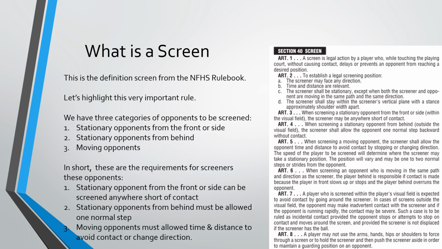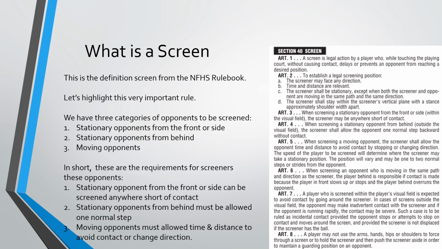Remember, we have three categories of opponents to be screened: stationary opponents from the front or side, stationary opponents from behind, and moving opponents. Remember, stationary opponents from the front or side can be screened anywhere short of contact. Stationary opponents from behind must be allowed one normal step. And moving opponents must be allowed time and distance to avoid contact or change direction.